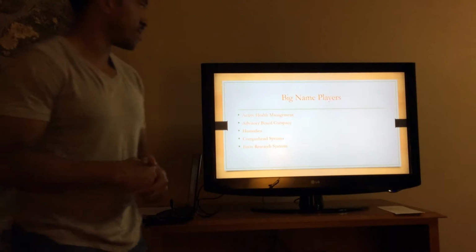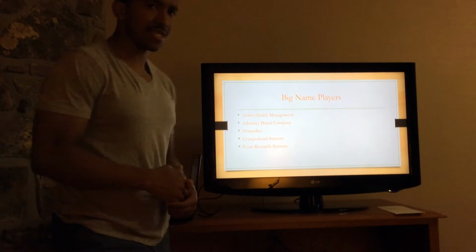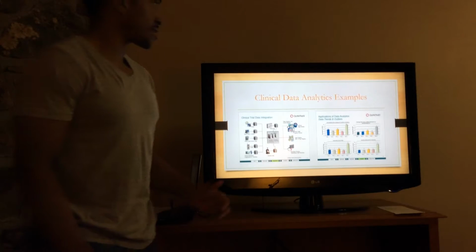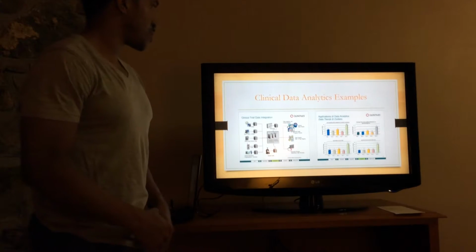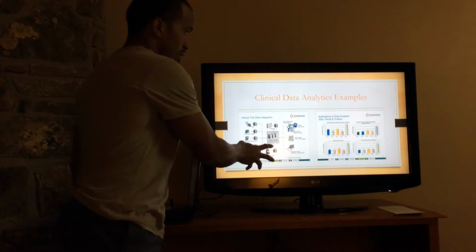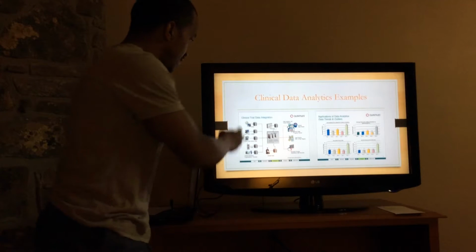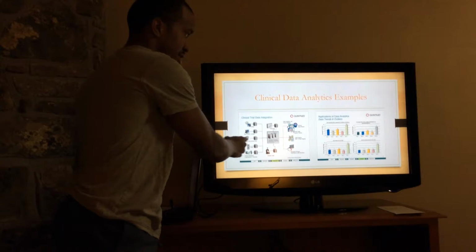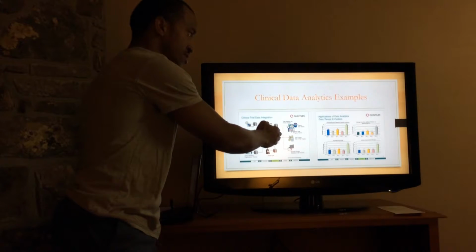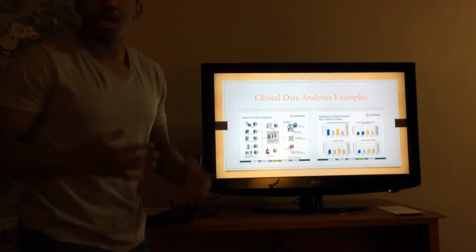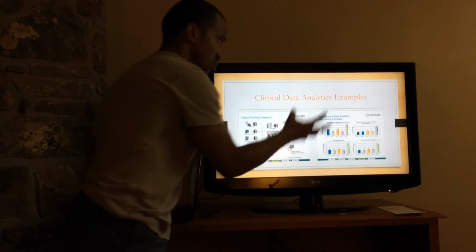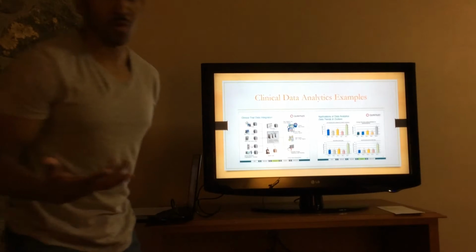These are just some big name players who are already utilizing this system. Clinical data analytics examples. These are some examples. All right, so if you look over here, this is how it pretty much works. So you have all these different information and data tools shooting to the central database here. And this is being shot out to different software and data experts, and they're determining which procedures not to use. And this is just some charts and what they will actually see when they get the information.